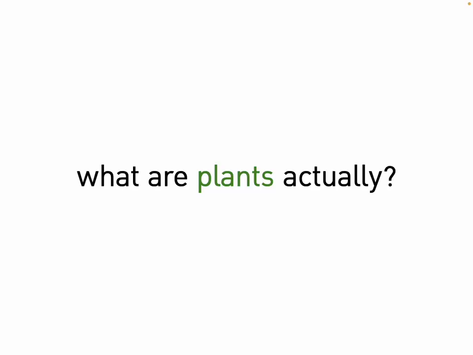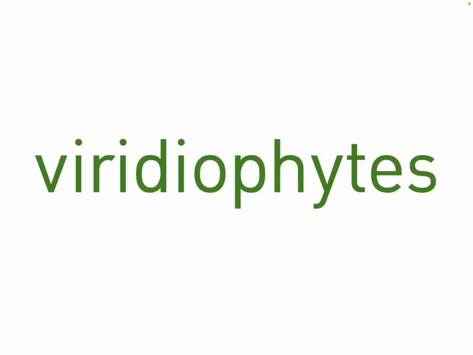They make their own food, right? They're green, they make their own food because they have chloroplast. Yes, exactly that. And that's the simplest answer, but there's some exception. But in general, when we talk about plants, this is the formal term people use now. It's called viridiophyte. The word viridio means green.